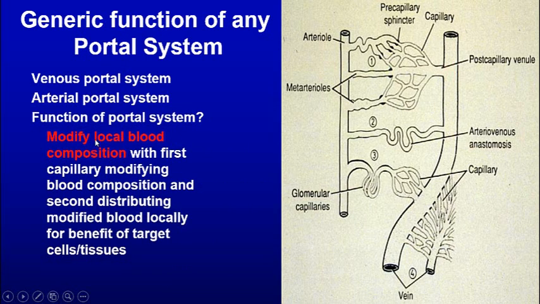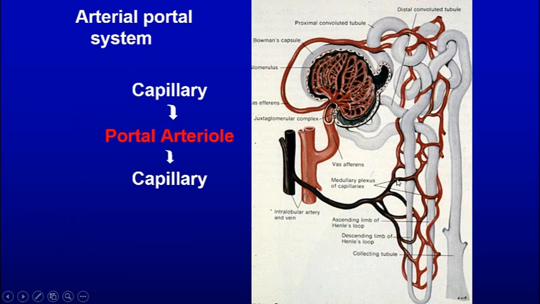And so the purpose of the portal system is to have modified local blood composition. That's what it does. Local is very important. So it's between the first capillary network and the second capillary network. That local connection there is very important. And it modifies the blood. In every case, the first capillary network modifies the blood, picks up hormones, reduces the amount of fluid in there, keeps the osmotic pressure, whatever. And then the second capillary benefits from that, as we'll see here in a minute.